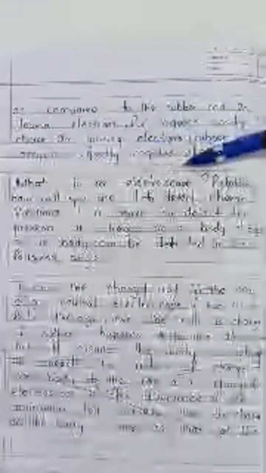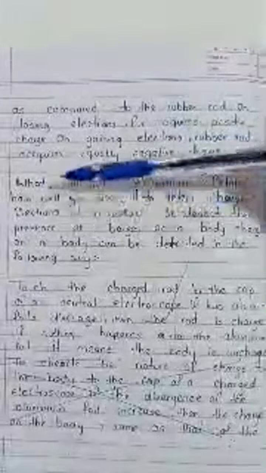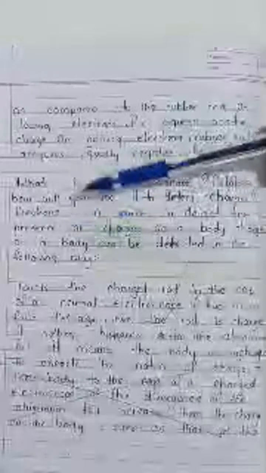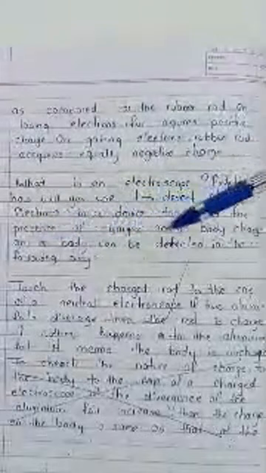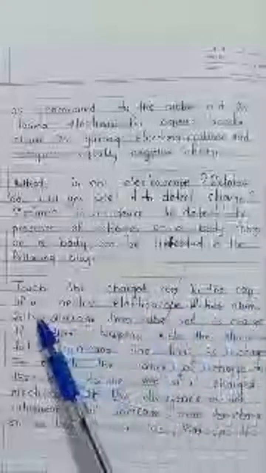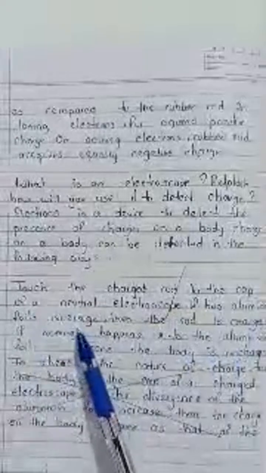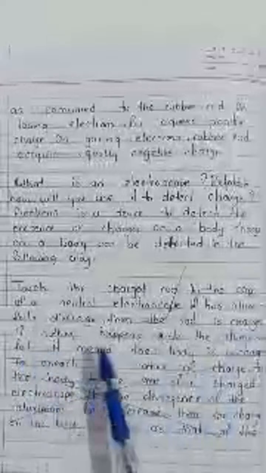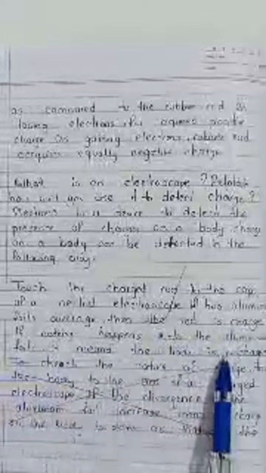10. What is an electroscope? Explain how we will use it to detect charge. An electroscope is a device to detect the presence of charge on a body. Charge on a body can be detected in the following way. Touch the charged rod to the cap of the neutral electroscope. If the two aluminium foils diverge, then the rod is charged. If nothing happens to the aluminium foils, it means the body is uncharged.